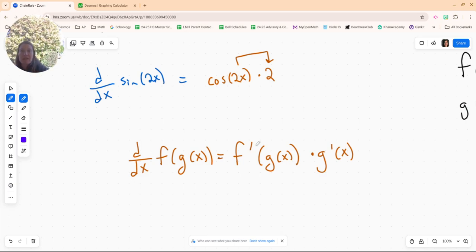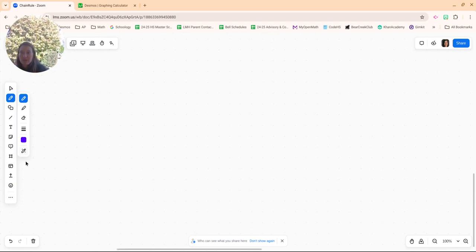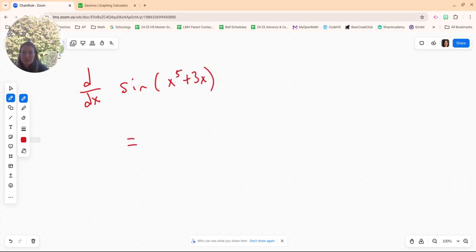Let's see this in action. Algebraically, these are pretty straightforward. If I ask you for the derivative of, let's do another sine one, sine of x to the 5th plus 3x, we'll notice we've got 2 functions happening here. I'm going to differentiate the outermost function first and leave all that inner stuff alone. It has to stay the same so that my inputs are the same. And I'm going to multiply by the derivative of the inside, in this case, 5x to the 4th plus 3. That is my final answer.